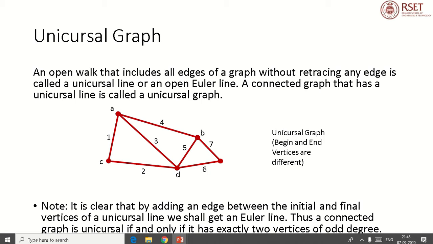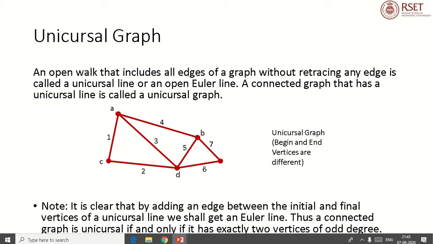First, we can define a universal graph. An open walk that includes all the edges of a graph without retracing any edge is called a universal line or an open Euler line. A connected graph that has a universal line is called a universal graph.